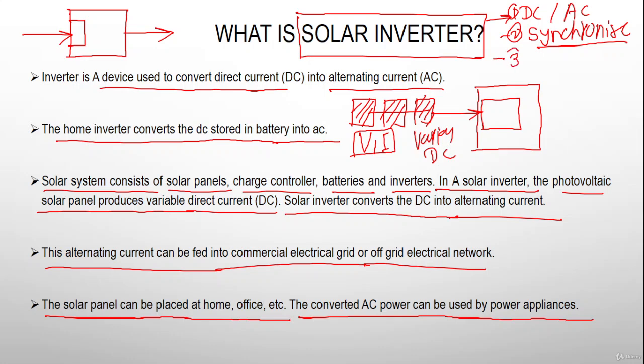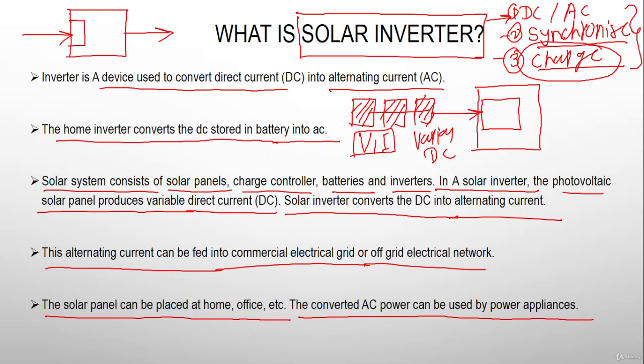Next, it will charge the battery also. Actually, it will charge the battery, because the off-grid or hybrid kind of inverter has an inbuilt charge controller. This charge controller monitors the voltage and the current to be given to the corresponding battery. So basically it has three intelligent functions: DC to AC conversion, synchronization with the grid, and charging of the battery.